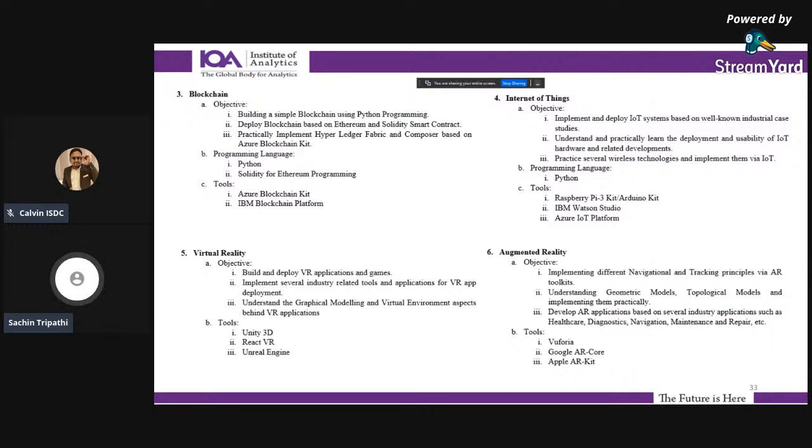Whatever programming languages and tools such as Python, you will be studying. You will be studying about several online studios as well, like Azure, IBM. When it comes to VR, AR, you will be learning about Vuforia. You will be learning about Google AR Core, how you can develop your AR applications using AR Core, using Vuforia, Unity Engine. Then IoT, you will be studying based on Raspberry Pi.